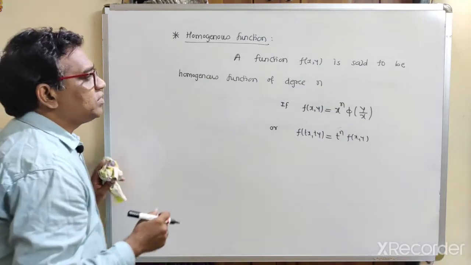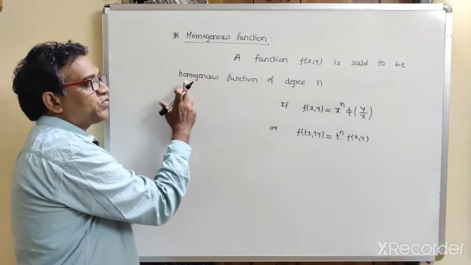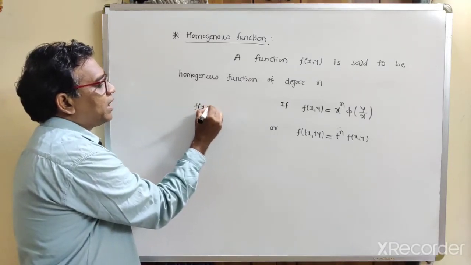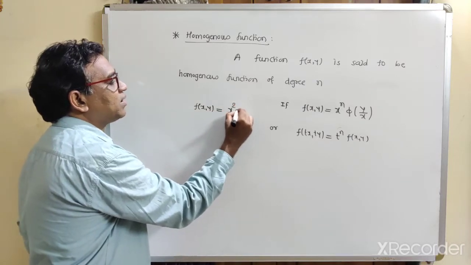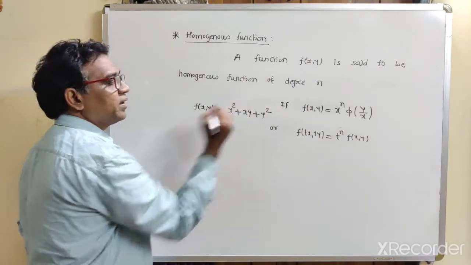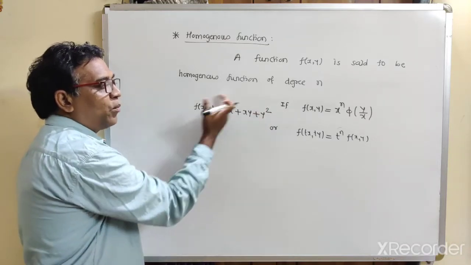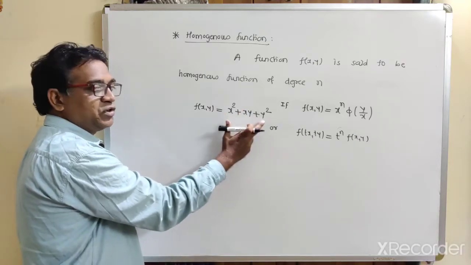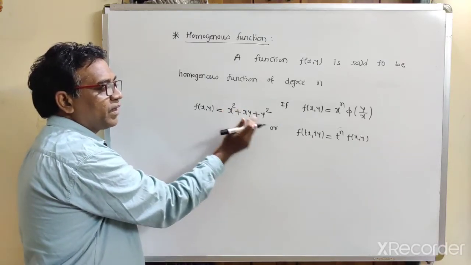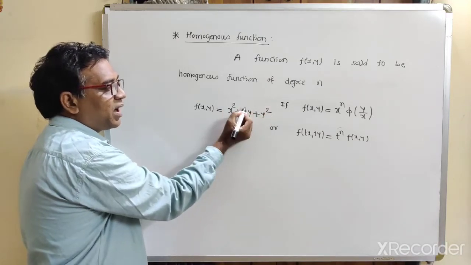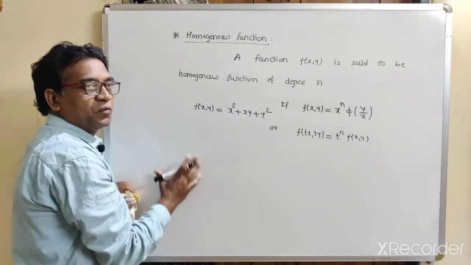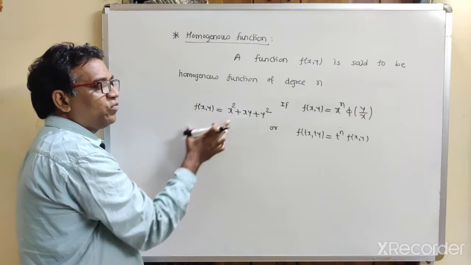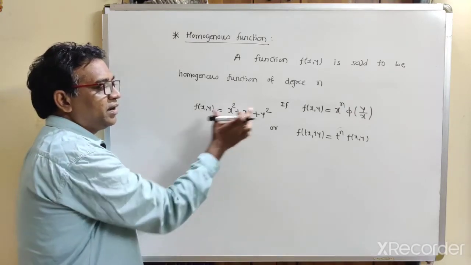Now say what is meant by homogeneous function. Homogeneous function means having equal power. For example, suppose f(x,y) equals x square plus xy plus y square, then this is called a homogeneous function of equal degree. This is a homogeneous function of degree 2. X square means degree 2, y square means degree 2, x into y, 1 plus 1, it has again the degree 2. So the degree of every term is the same, so this is called the homogeneous function, and obviously the degree will be 2.